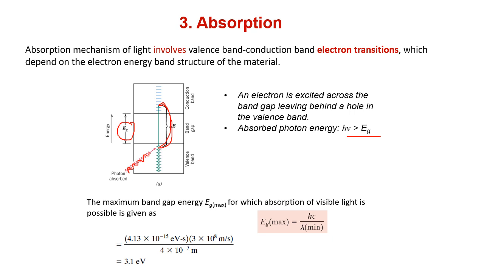The maximum band gap energy for which absorption of visible light is possible is given by this equation, where Eg, or maximum band gap, equals hc over lambda. By calculation, we can find the minimum wavelength for visible light to excite the electron.